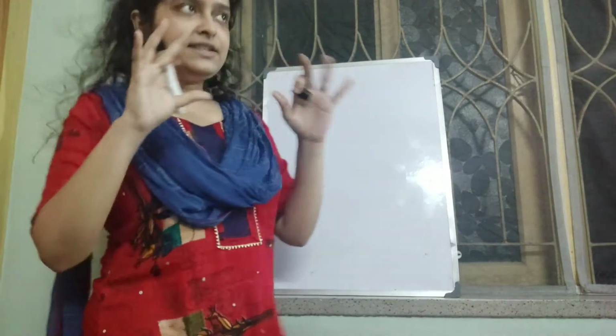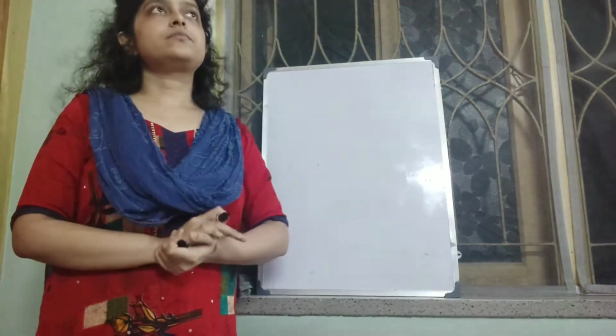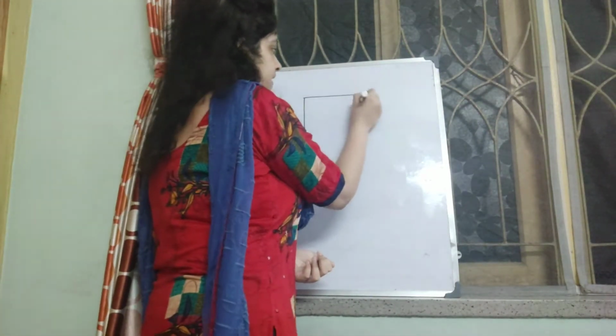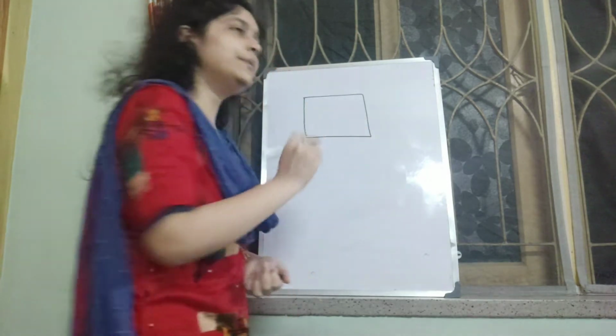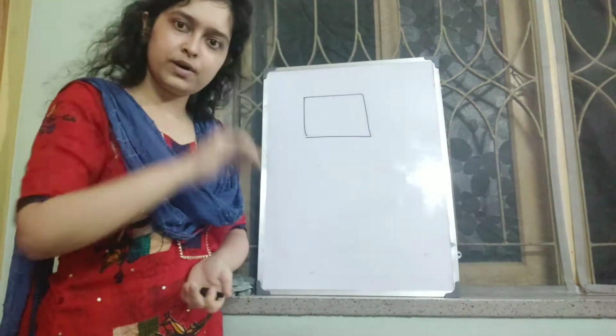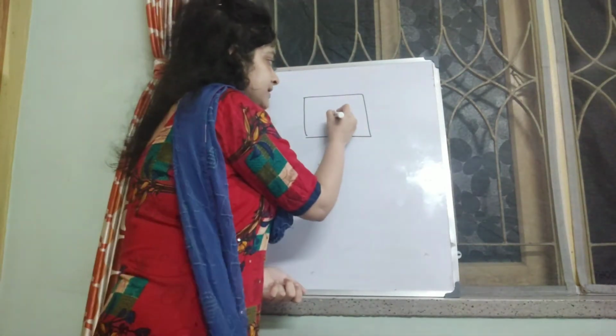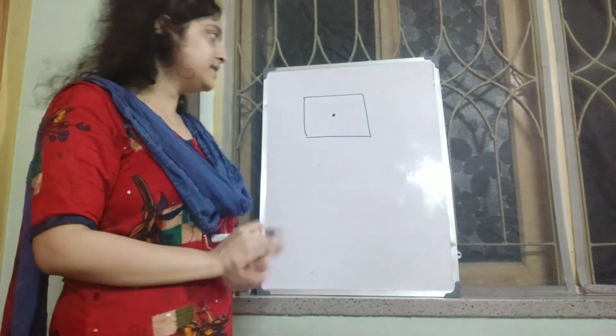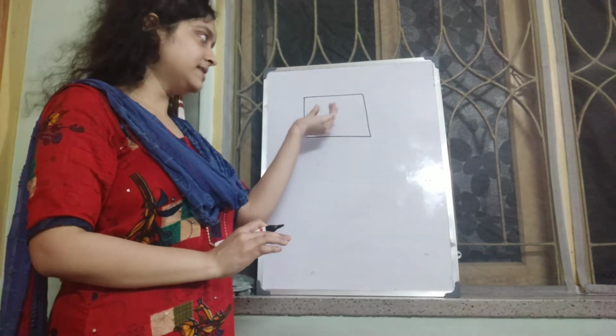So I'll just recap a few points. What have we seen? Suppose if this is a body, how does the weight of any body act? Vertically downwards, right? What is a point known as in which it is assumed that the whole of the weight of the body is seen to act?